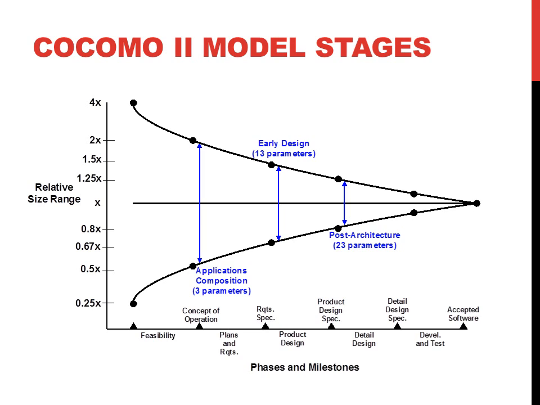And this graph shows the COCOMO 2 model stages, where you can see that whenever you start, the phases and milestones include feasibility, plans and requirements, product design, detailed design, and development and test. And you have the concept of operation, requirement specifications, product design specifications, detailed design specifications and accepted software. We are using the three things we discussed earlier: application composition, early design, and post architecture. In the diagram you can easily understand that whenever you start the development process, the uncertainty is very high, and as you go on, it decreases.